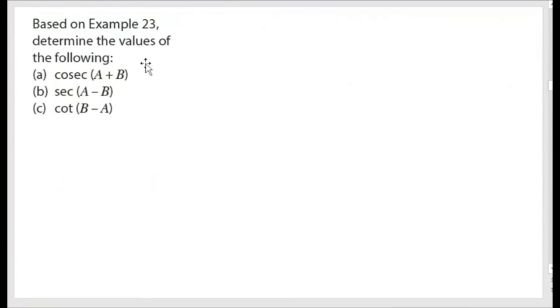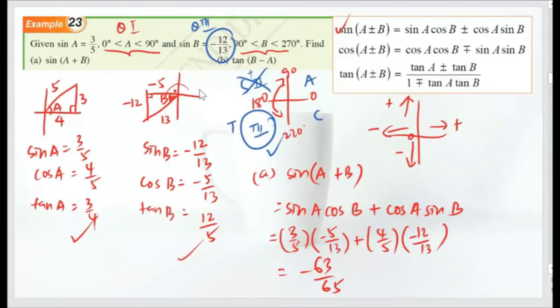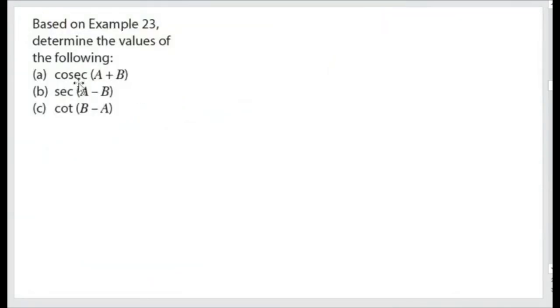Now, an extra question. Using the example from this question, determine the values of the following. Let's say now we have 3 more extra parts. How are you going to solve the cosec? We don't have a formula for cosec, secant, and cotangent, but we have the addition formulas for sine, cos, and tangent. So we change it into sine, cos, and tangent first.